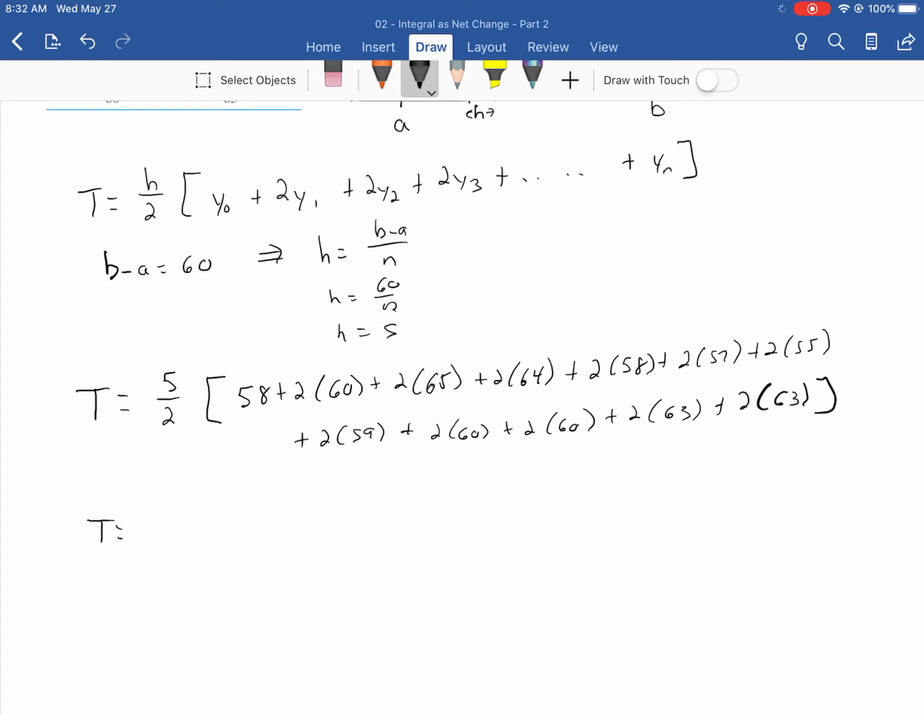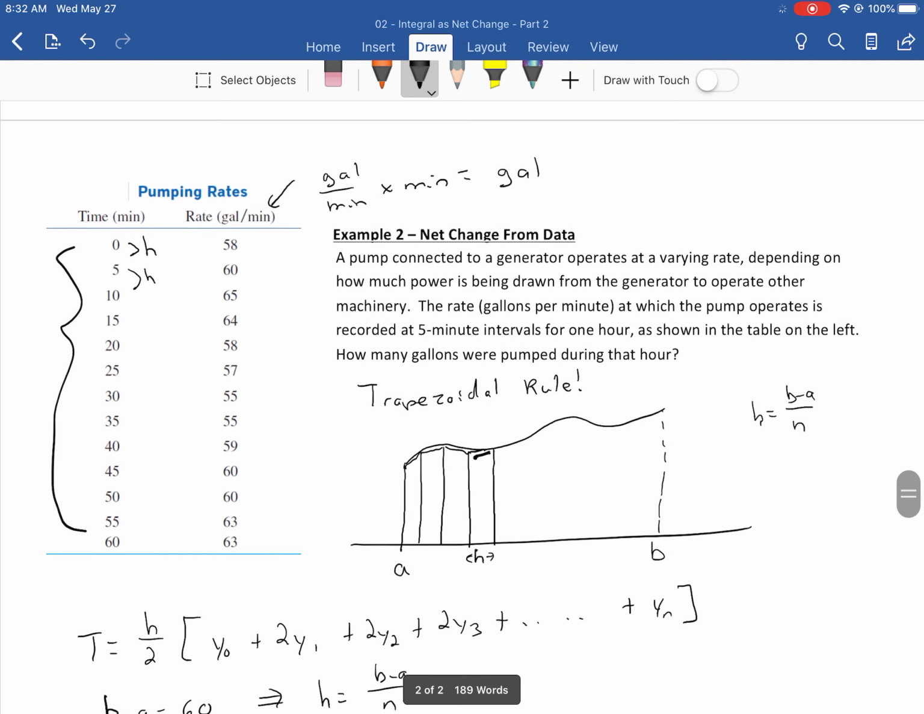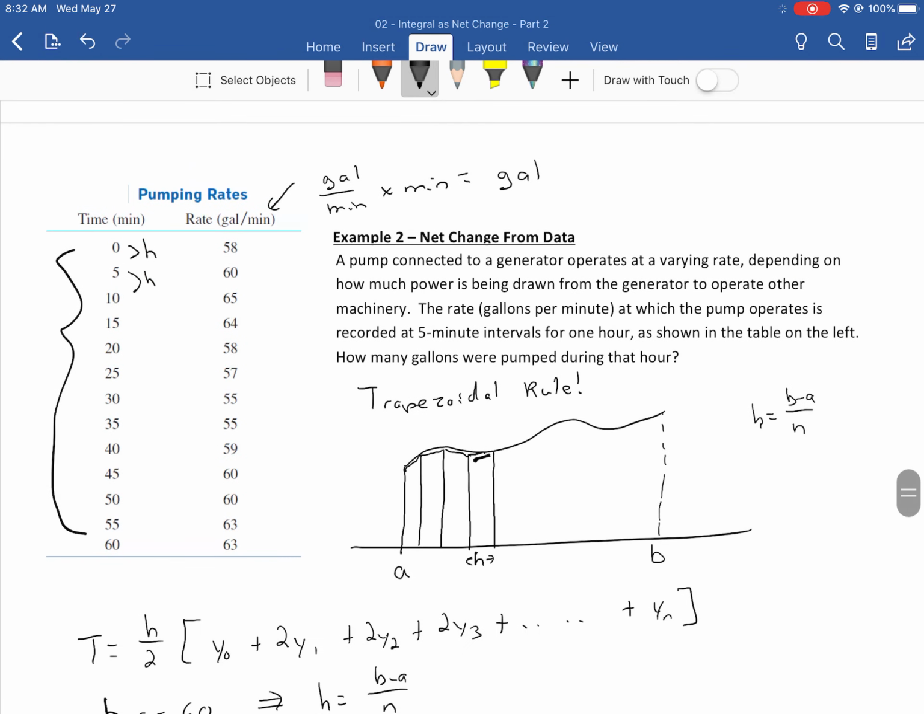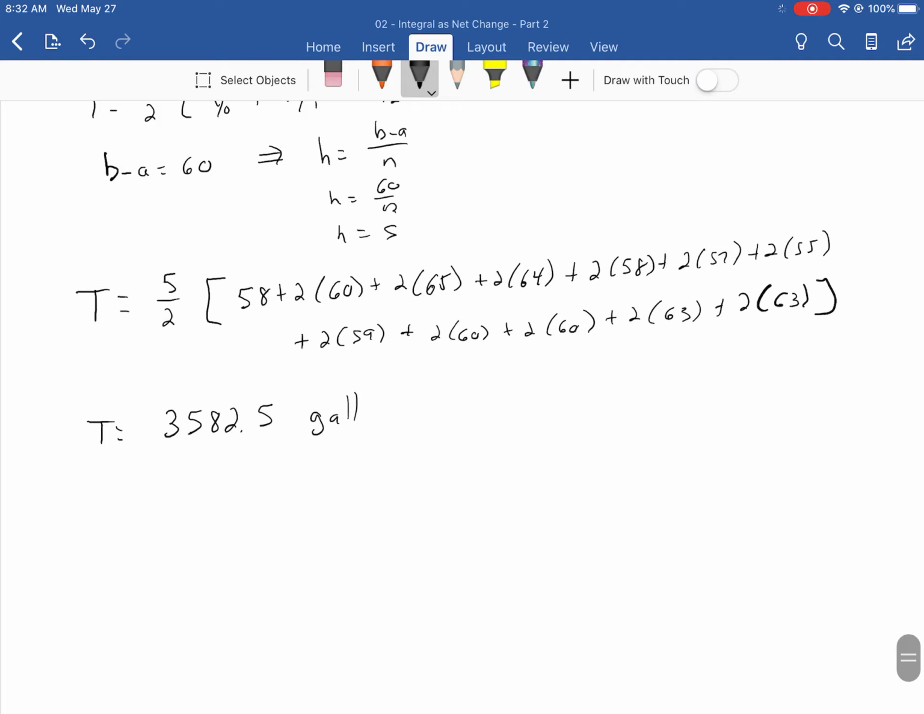And when you type that all in, I get 3,582.5. Go back to the units here. What were we calculating? We were multiplying gallons per minute times minutes every single time. And so this total that we've added up is all the gallons that got pumped out.